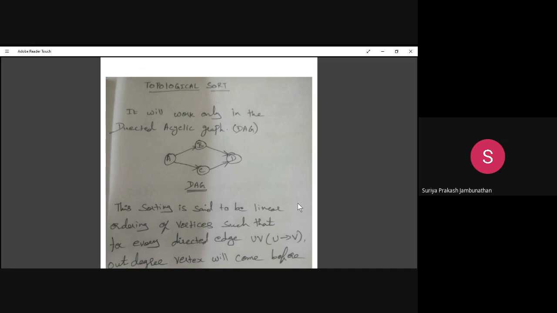So now we're going to see one more sorting technique that is said to be topological sort. Topological sort comes under decrease and conquer. All the algorithms we discussed previously come under the divide and conquer method. Here topological sort, what we are going to discuss now, comes under the decrease and conquer technique.